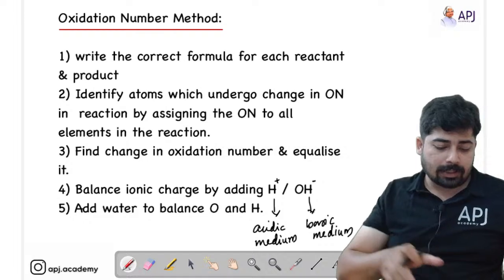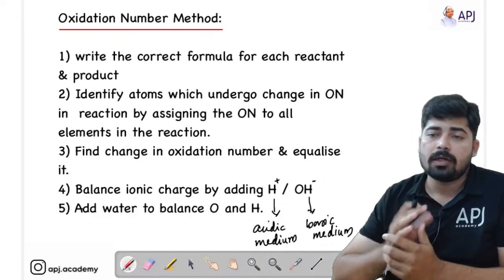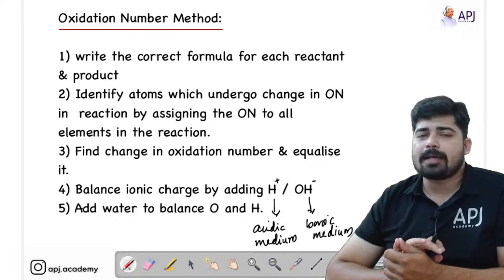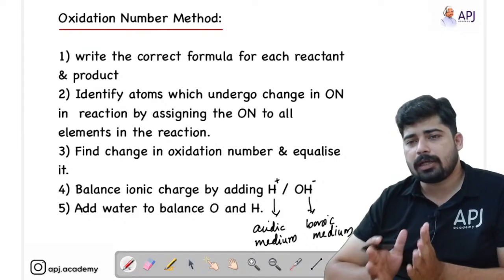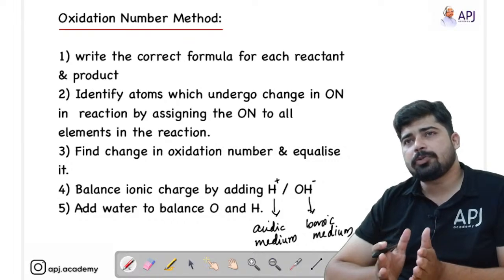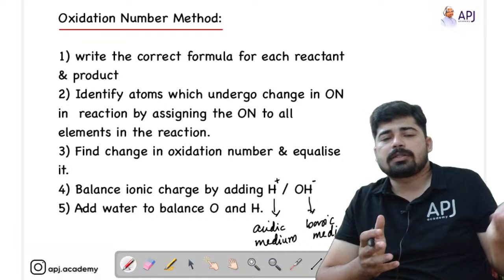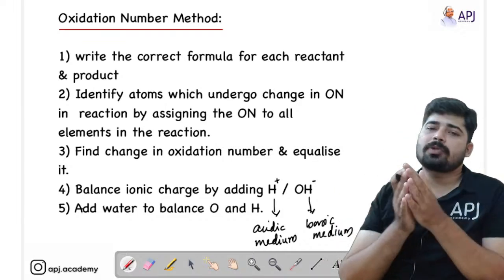The oxidation number method is also a simple method which you can use to solve problems in your competitive exam. It is far less time consuming. But what you have to do is try both the methods. Maybe for some students the half reaction method is simple, for some students the oxidation number method is simple. So choose what suits you best.